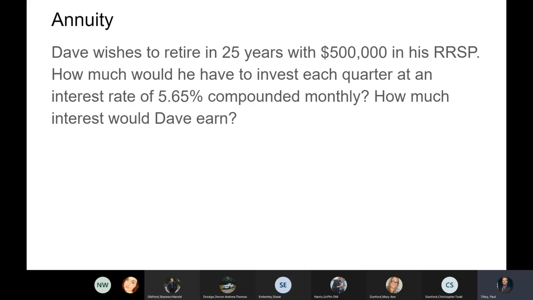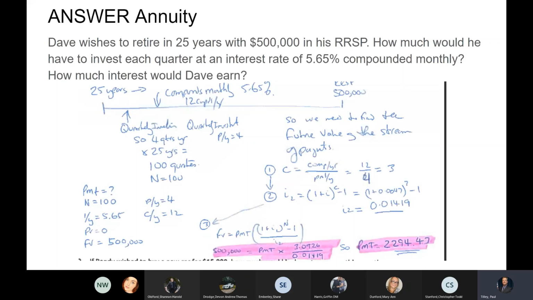Instead of sitting with you and working this out now, I'm going to go through this and show you the mechanics of it, okay? So the first thing I would like you to do whenever you answer this type of question is to draw out a timeline. So it's 25 years time, and at the end of that 25 years, there's $500,000. 5.65 compounded monthly, so that's 12 compounds a year, and there's 4 payments a year.